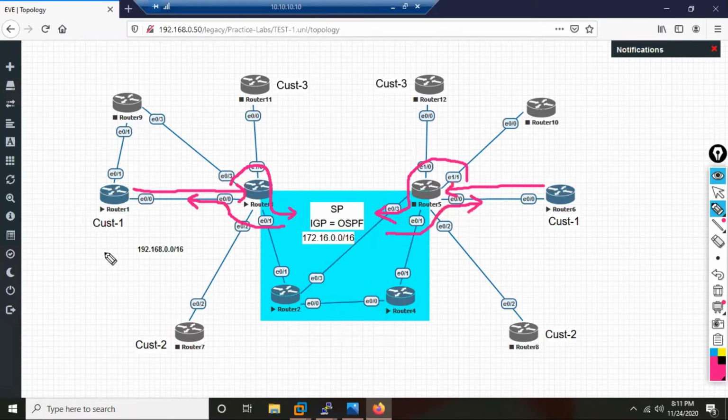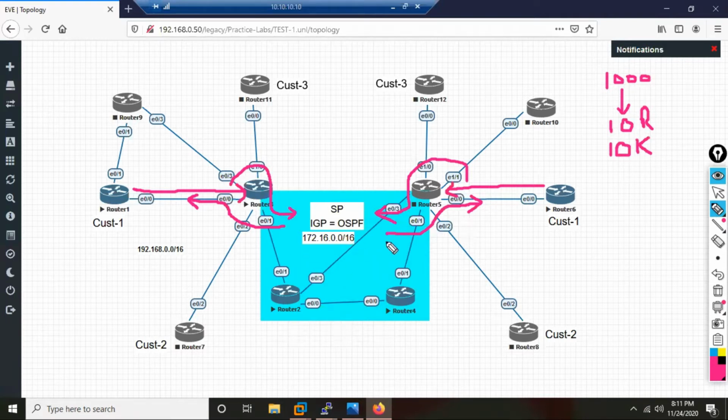Suppose, just imagine this service provider has 1,000 customers, and each customer, let's say, has 10 routes. So how many routes will there be? It will be like 10K, right?